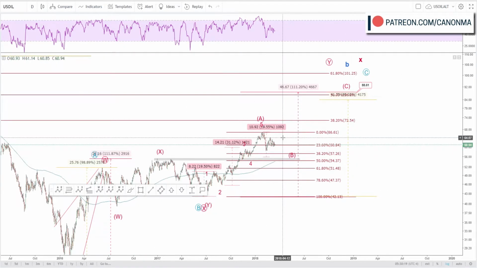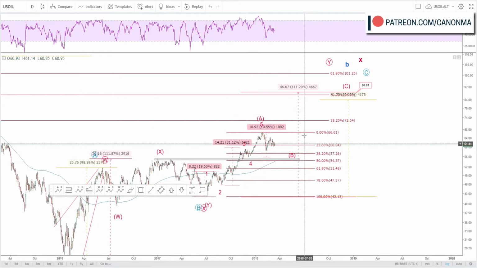The alternate count would be an ABC move from where we're at right now. The big difference being what we would expect the final leg here to unfold as. In a WXY, we'd want a three-wave pattern as indicated by the continuing red annotations here for the intermediate wave degree. In the alternate scenario, we would only expect a five-wave impulsive pattern to move up. So we're definitely on the preferred side on the red count, looking for an ABC move.